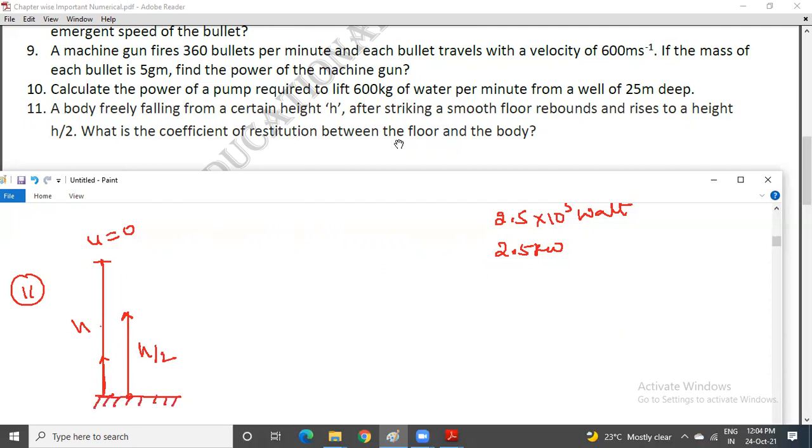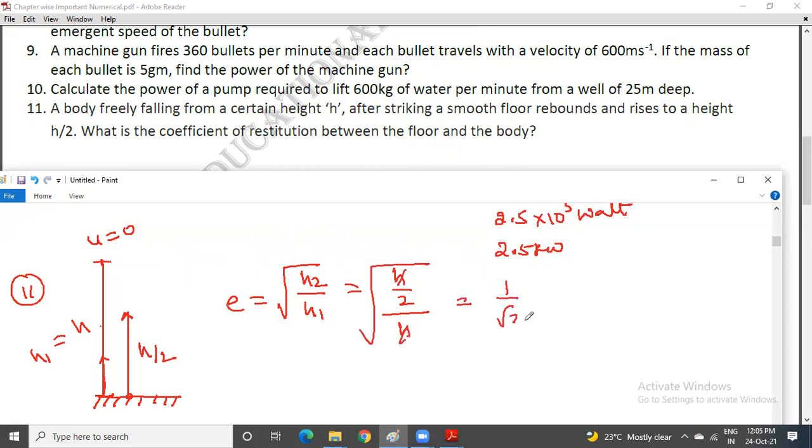Falling from a height h, and after rebounds, it goes to half of the height only. Question is to find out coefficient of restitution between the floor and the body. So e is equal to, there is a formula, root of h2 by h1. Then what is h2 after rebounds? It is h by 2. What is h1? This is h1. So before rebounds, it is h, under root. So this is, answer is 1 by root 2. You can stop here, no problem. So your coefficient of restitution is a unitless quantity. You don't need to write anything.